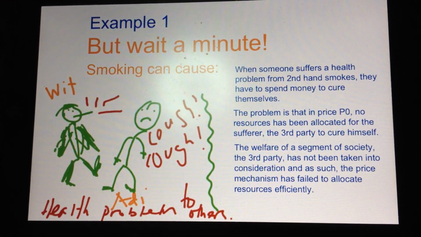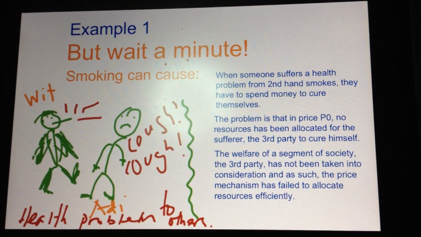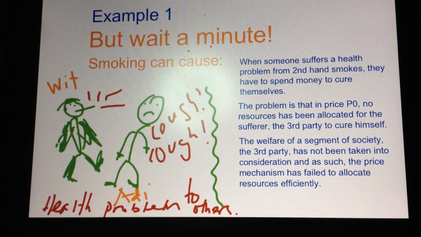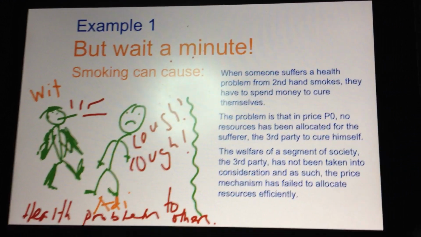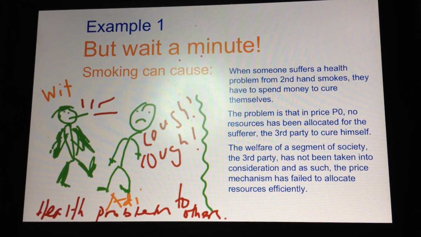So as you can see, the smoke that Wit gives off when he smokes the demerit good cigarette is giving Adi a coughing time, probably causing him to have lung problems. So smoking gives health problems to others.